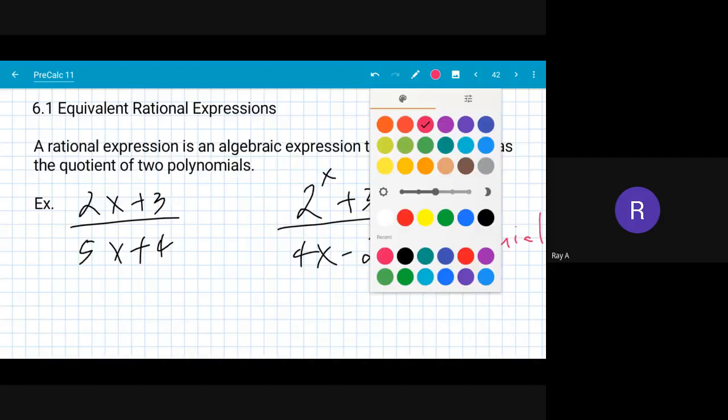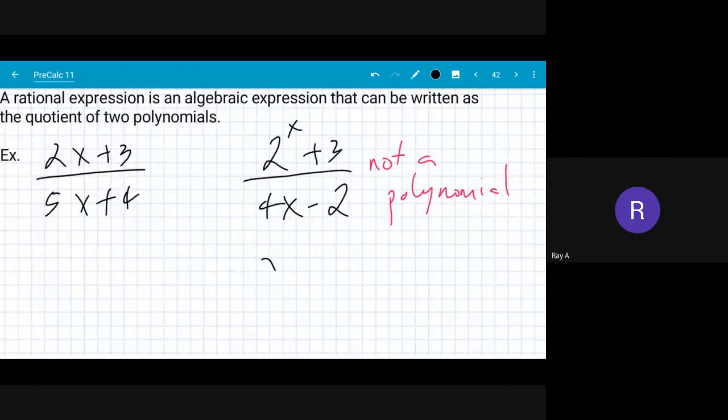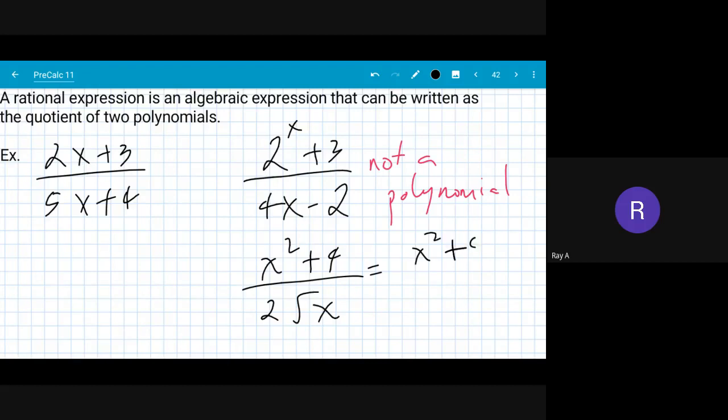All right. Another example would be x squared plus 4 over 2 root of x. Now, remember that you can rewrite this as x squared plus 4 over 2x to the 1/2. Now, why is this not a polynomial? Because the exponent of x is not a whole number, it's not a positive integer.